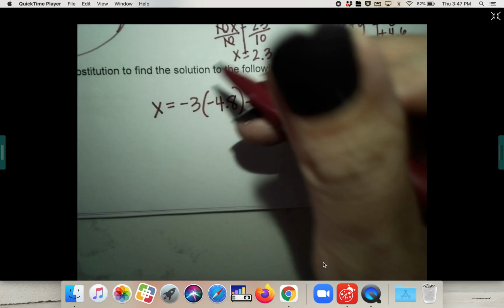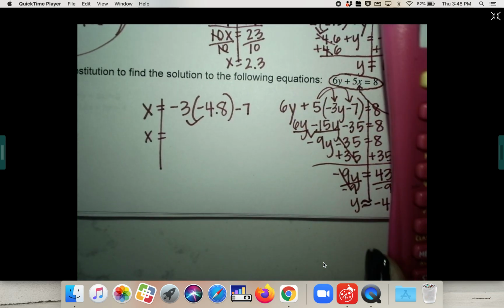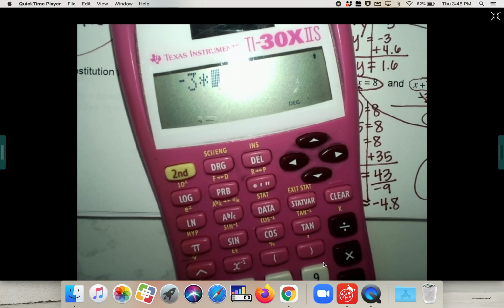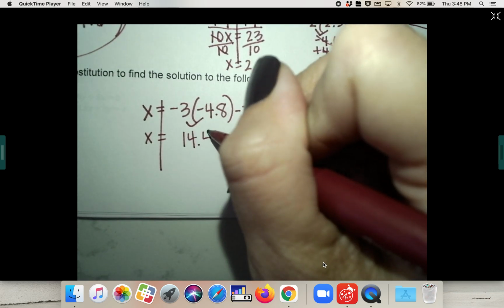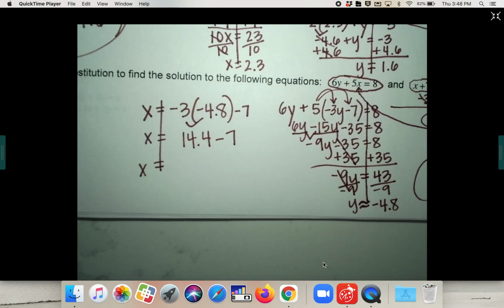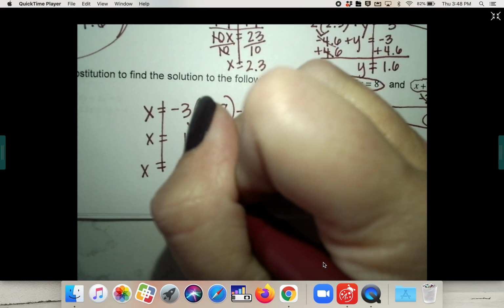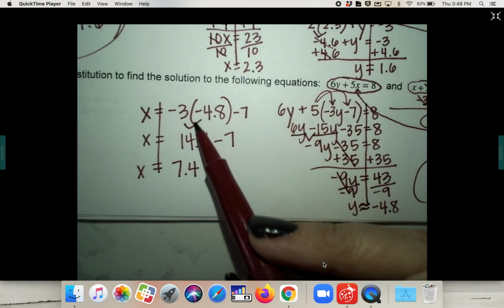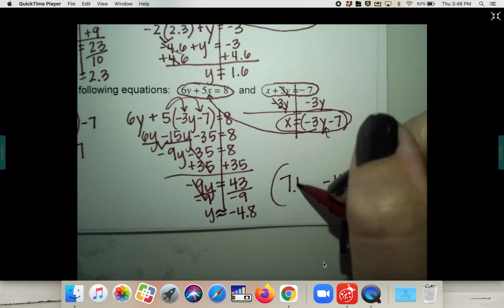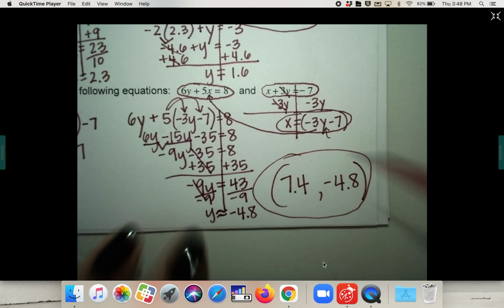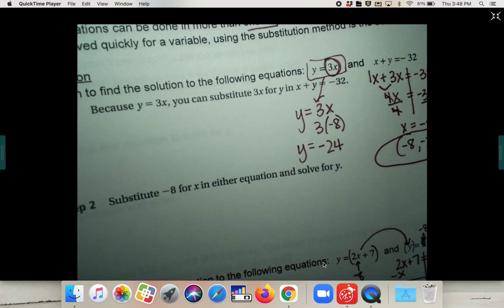All right, so let's multiply and subtract, and then you're done. X equals, these two get multiplied, negative 3 times negative 4.8. Negative 3 times negative 4.8 is 14.4. So positive 14.4 minus 7 is about 7.4. And it's about because we estimated this number, so that means this one's not going to be exact. So x is about 7.4. All right, let's turn it over to the back. I hope this is making a little bit of sense. We're substituting.